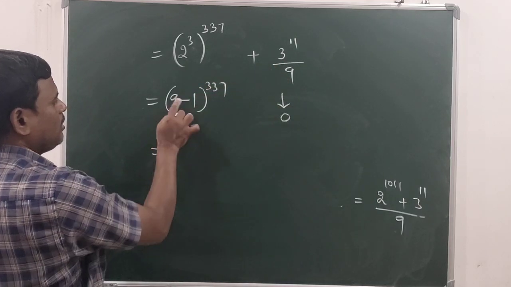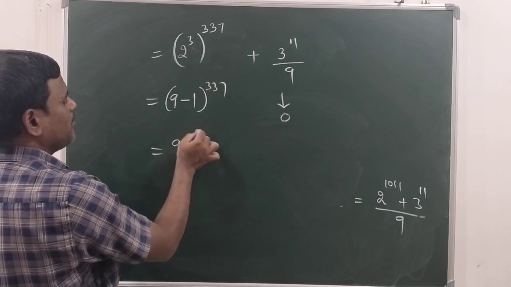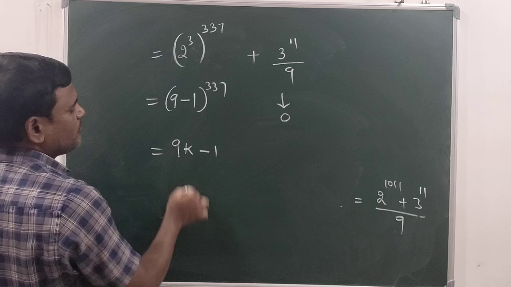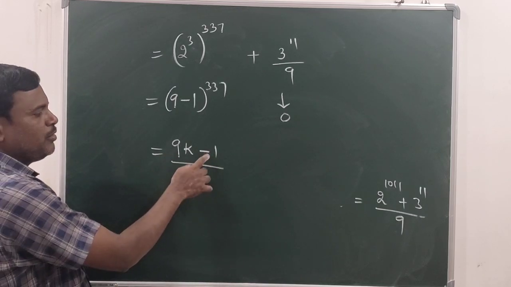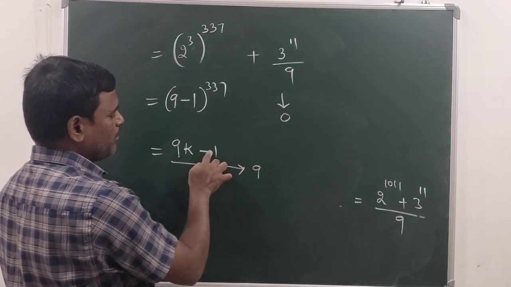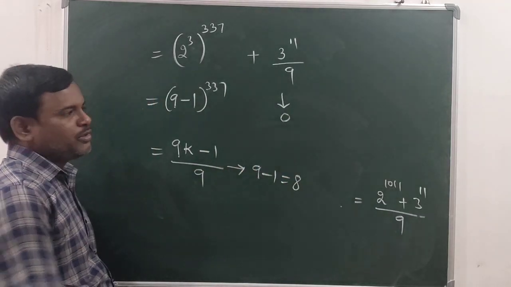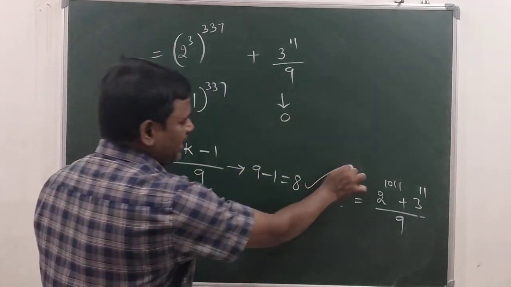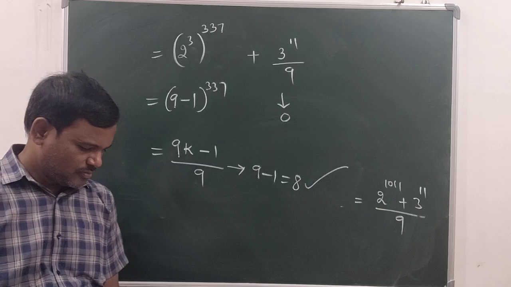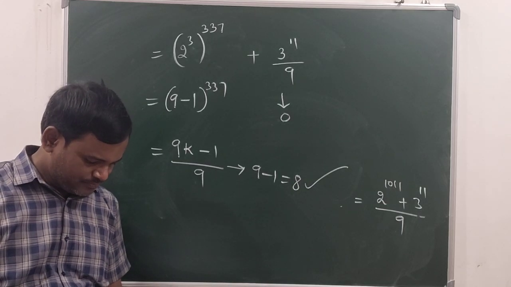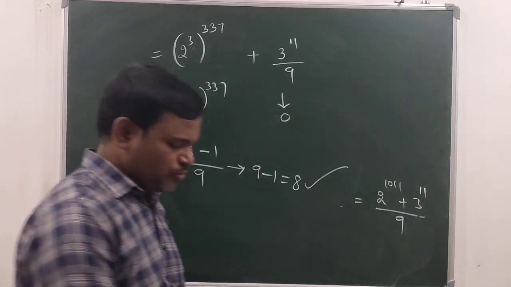Keep it aside. Now do this: 9 into k, minus 1, by 9. Now this is a multiple of 9. Here you got minus 1, so I said to add this minus 1 to the 9, so that you get 8. So here remainder 0, 8 plus 0 is 8. 8 is the required remainder. Okay students, right. Next, let us go to one more application.